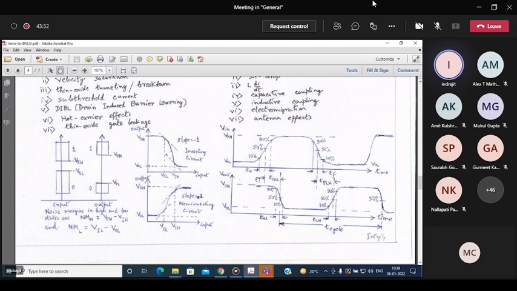Now the input voltage. If this is the total voltage swing, the lower one is VOL and the higher one is VOH. So VOH minus VOL: if you travel 10% of that, 0.1, you reach this point. Then 50% is this point, whose absolute value will be VOL plus 0.5 of (VOH minus VOL). Similarly, for 90%, the absolute voltage is VOL plus 0.9 into (VOH minus VOL), right? The voltage swing is VOH minus VOL.